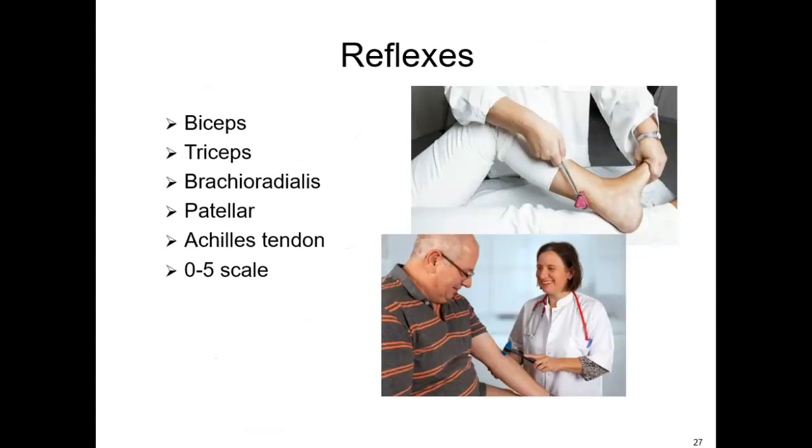Okay, our reflexes are graded 0 to 5, and the reflexes that you need to know about are the biceps, the triceps, the brachioradialis, patellar, and Achilles tendon. Most commonly tested for us are the biceps and patellar, because those are the ones we're most familiar with, but a neurologist will indeed check every single one of them.